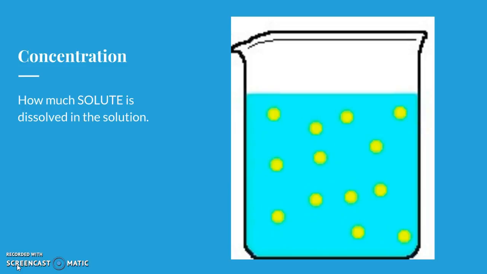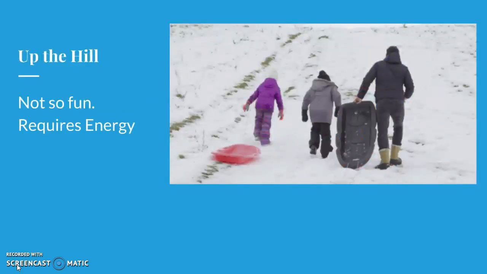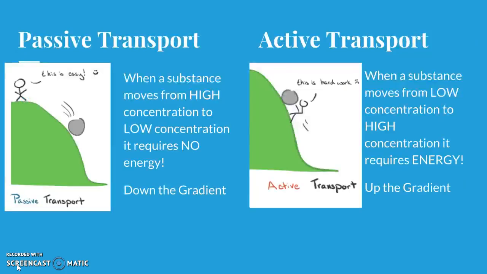First of all, when I talk about this, I'd like to think about my kids and sled riding. When we go down the hill, they love it. They're happy, they're smiling because it's fun and it's easy and requires absolutely no energy on their part. However, when we go up the hill, they're complaining, they're whining, they want to quit sled riding because it's not so fun and it requires energy. This is very similar to active and passive transport.